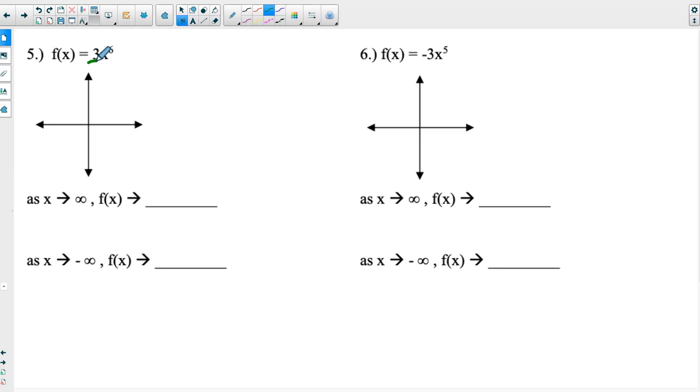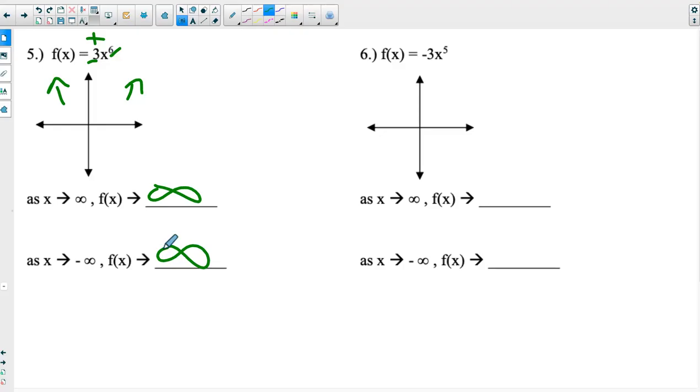Is that 3 positive or negative? Positive. If it helps you, put a plus sign. Now, what degree is this? What's the exponent? That's another name for it. It's degree 6. So what are they doing? Are they both going up or both going down? They're both going up because it is positive and it is even. So it's going like this. So just like two problems ago, these are both going to be positive infinity because as I go to the right, this arrow goes up. As I go to the left, this arrow goes up. So both of them go to infinity.